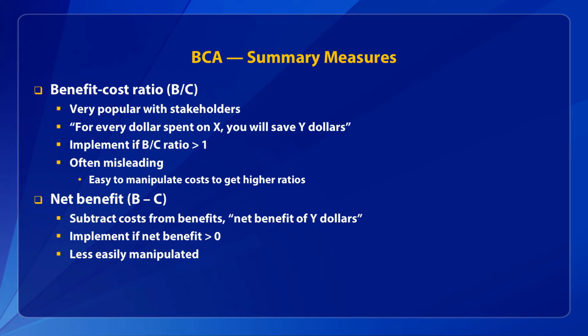There are two common summary measures used in a benefit cost analysis. The first is a benefit cost ratio. To find this ratio, divide the program's net benefits by its net costs. The result is a summary measure that states, for every dollar spent on program X, Y dollars are saved. This type of summary measure is popular with policymakers because it's easy to understand. If the benefit-cost ratio is greater than $1, it implies that the program or intervention produces more benefit than it costs. However, the benefit-cost ratio is somewhat misleading.